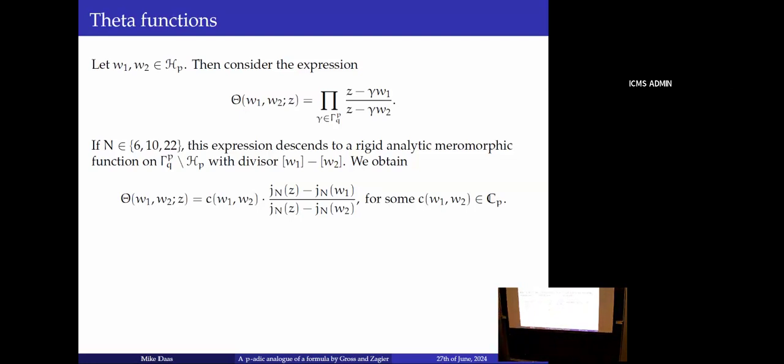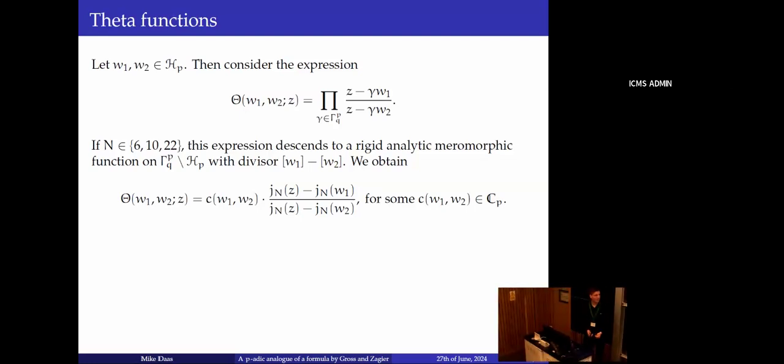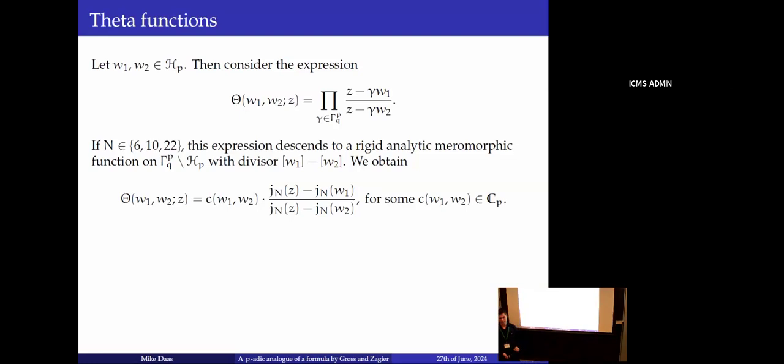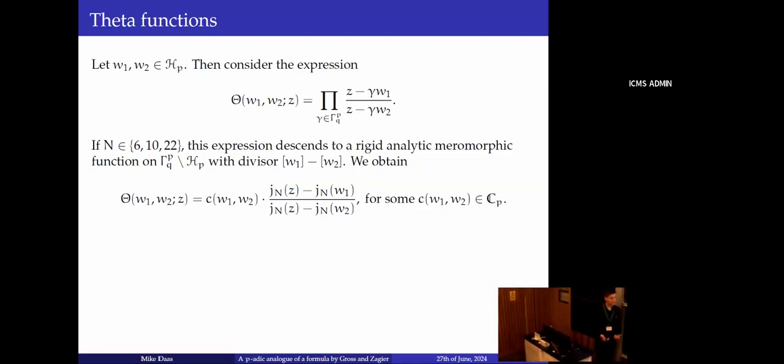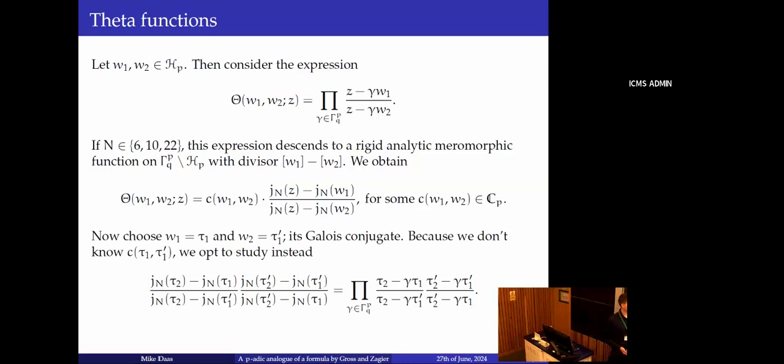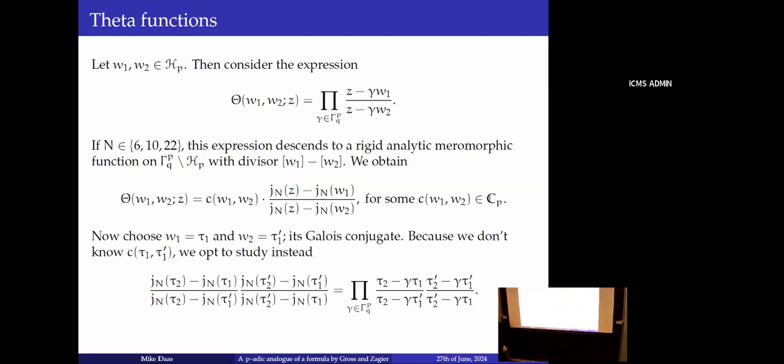And we can actually work around this in a very silly way. We just take this equality, plug in 2 different values of z, and then divide out. So the constant drops out, and we can get something completely well-defined. And what better choice as base points than a CM point and its Galois conjugate CM point, which now exists in the p-adic upper half plane.